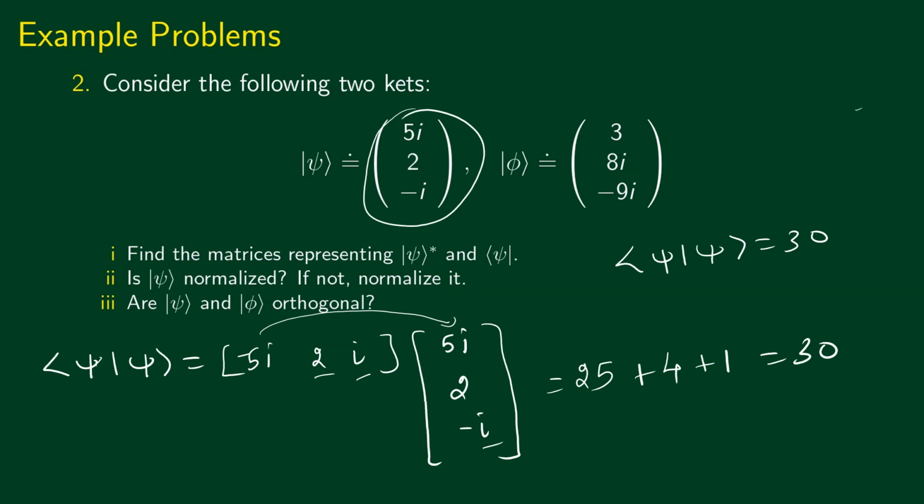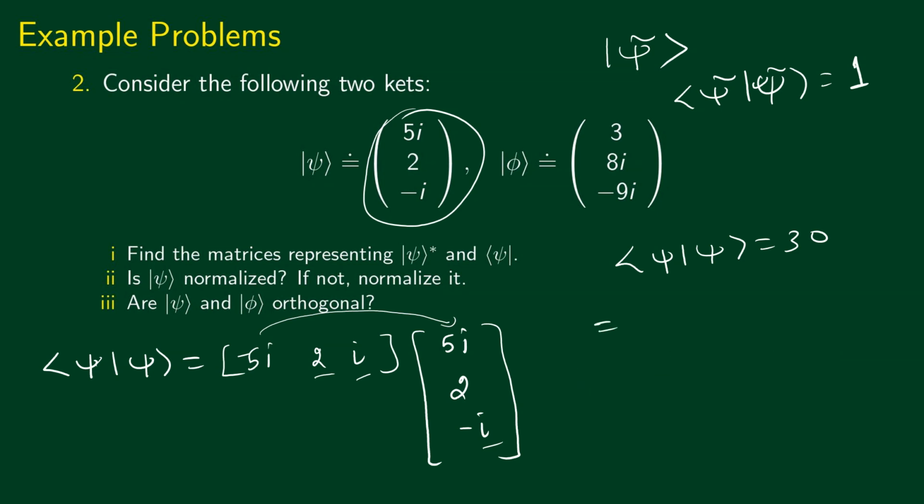So now we need to normalize it. The other part of the second question is, if not, normalize it. How do we normalize it? We need to define a new ket psi tilde in such a way that bra psi tilde ket psi tilde is equal to 1. How do we make sure of this? I think we get an idea from here.